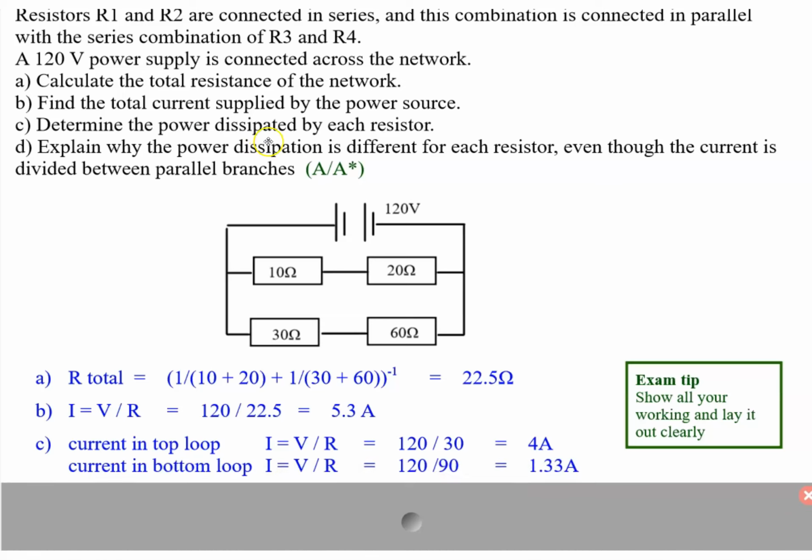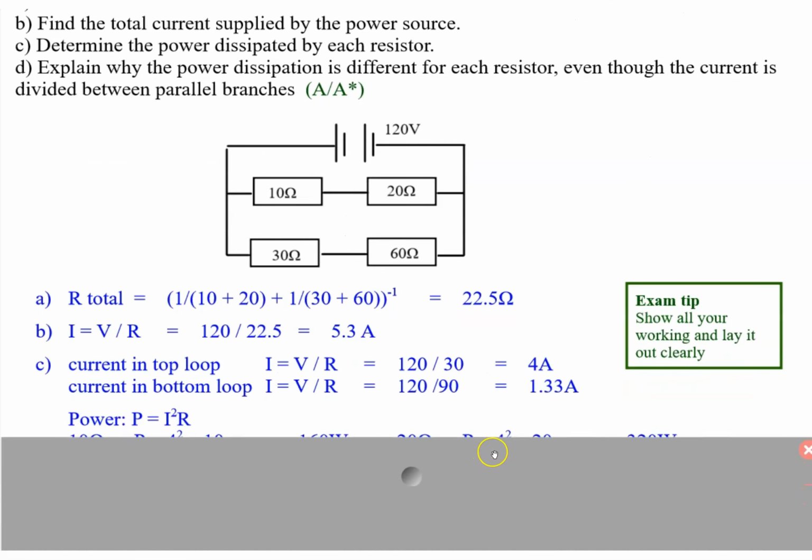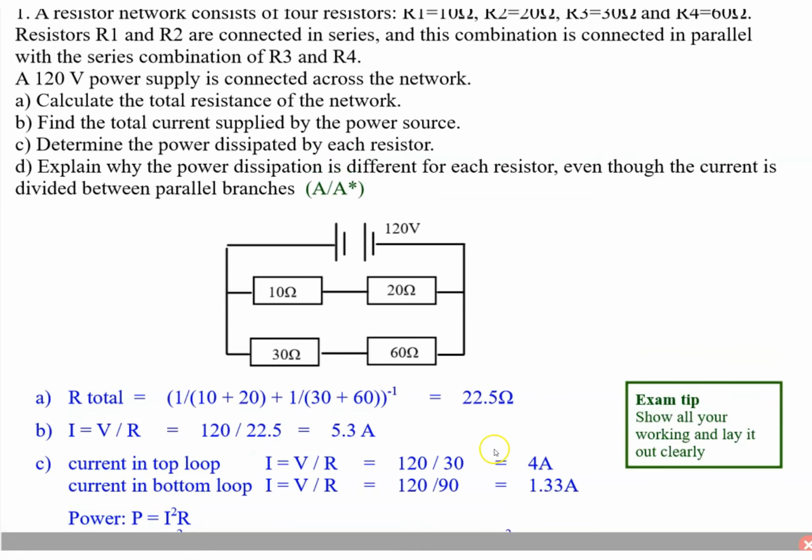Part C, determine the power dissipated in each resistor. So we're getting into a little bit more synoptic here. I mean, this is all part of electricity, but we talked about power dissipation being I squared R. You could also do this as V squared over R. That's another approach, but we've decided to use I squared R here. So the first thing you need to do is find the current in the top loop and the bottom loop. So we know our rules for voltage in a parallel circuit: each loop has the same as the supply.